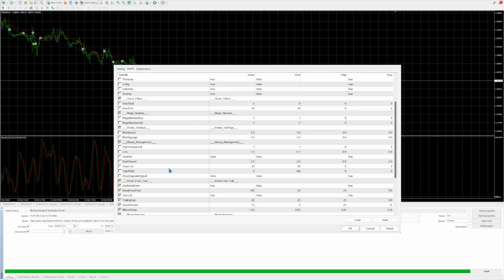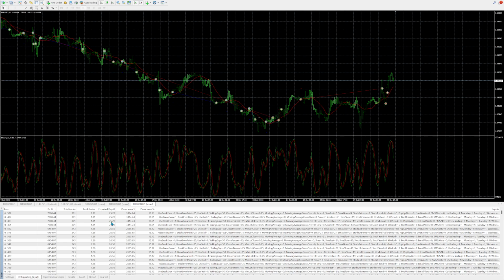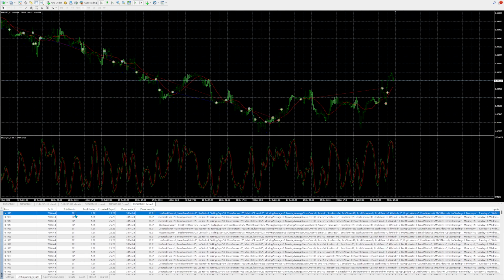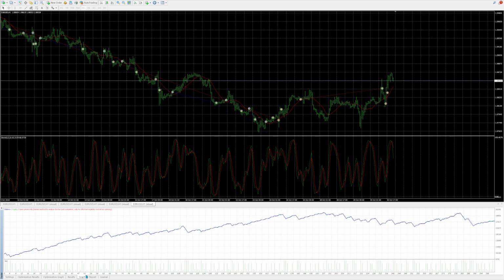We'll optimize the stop loss. Well, we'll just set it at, say, 50. And we'll just run an optimization with all those various settings for the previous year and see what results we get. So whilst that's running, we can have a look at the results coming in. Okay, that's finished. And then we can go to the top result, double click it or load the settings, click start. Wow, okay, not bad.